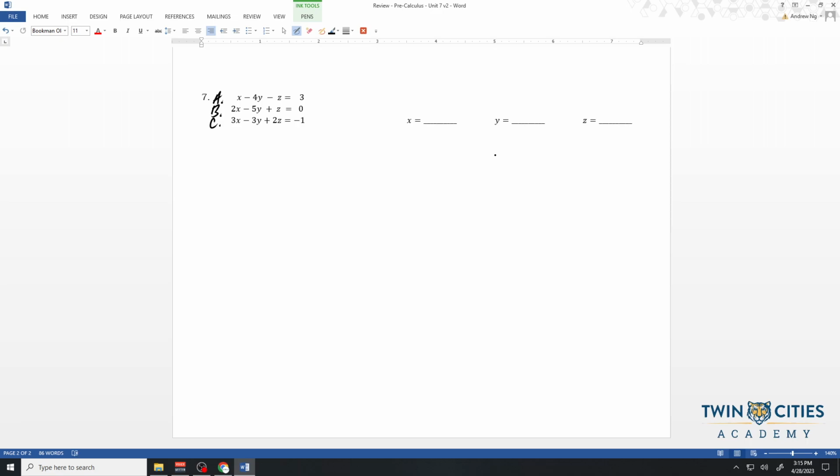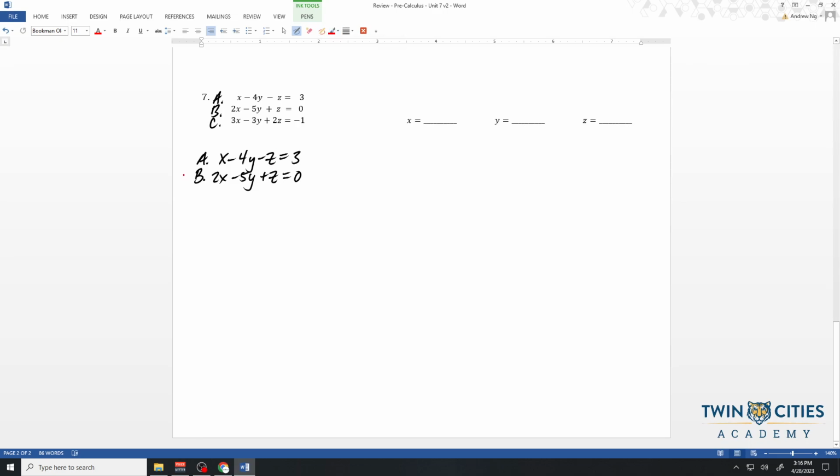So you get to pick. I think it would be easiest to eliminate z. I can select A and B, and I don't have to multiply either of them by anything. I can just go ahead and add the equations together, since my z coefficients are exact opposites, -1 and +1. So let's start there. A and B. A is x minus 4y minus z is equal to 3. B is 2x minus 5y plus z is equal to 0.